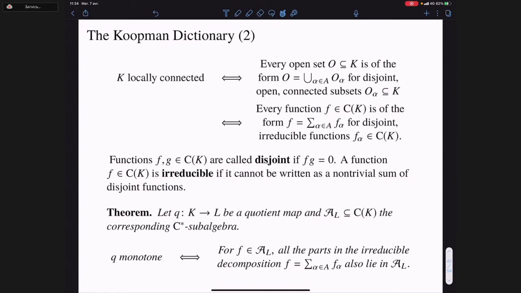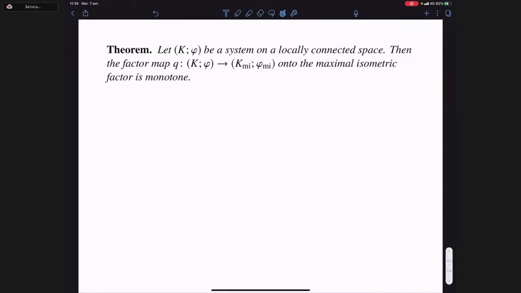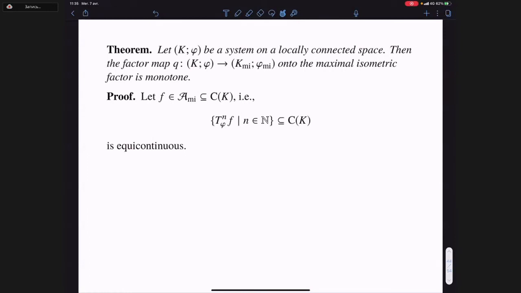And we will look at an example for how one can apply this to recover the theorem by Hauser and Jäger with a much shorter proof. So we have a system on a locally connected space, and we want to show that the factor map onto the maximal isometric factor is monotone. After the translation we just saw, we'd have to take a function from this subalgebra, and then we have to decompose it and show that all the factors in the decomposition already lie in the subalgebra.